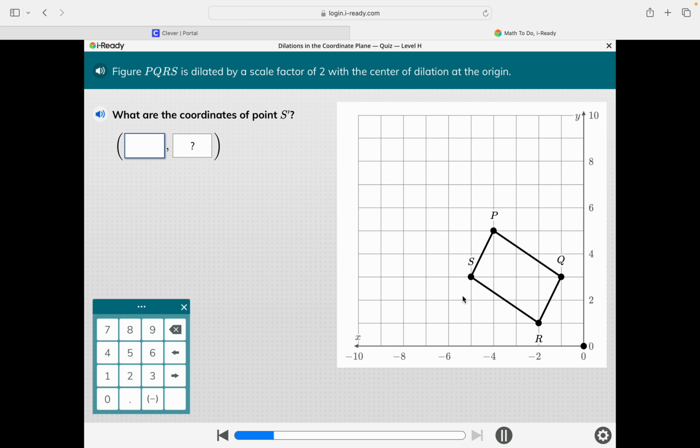1, 2, 3. So we have to dilate by a scale factor of 2. So now make it S prime. S prime equal to times by 2. Minus 5 times 2 is minus 10. And 3 times 2 is 6. So what will be the minus 10? Right there, over later. And 6 will be where? Right here. So the S prime will come right there.